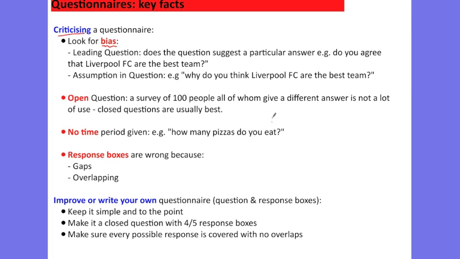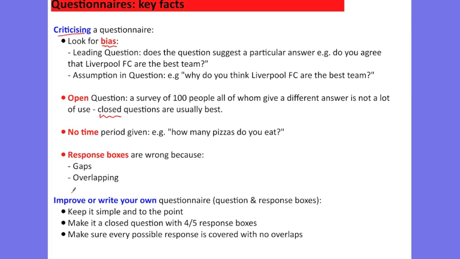Now, an open question is also problematic. If, for example, we have a survey of 100 people, all of whom give a different answer, it is not a lot of use. So, for example, what do you think of homework? And people respond in any way they would like. You're going to get 100 variations of answers, which is going to be very, very difficult to process and analyse. So the questions need to be closed. Closed questions are much better. So, do you like homework? Yes, no, don't know. So one way of closing a question is by giving response boxes.